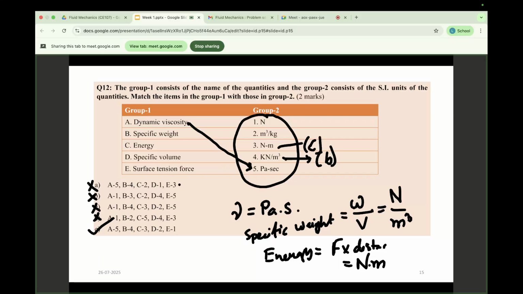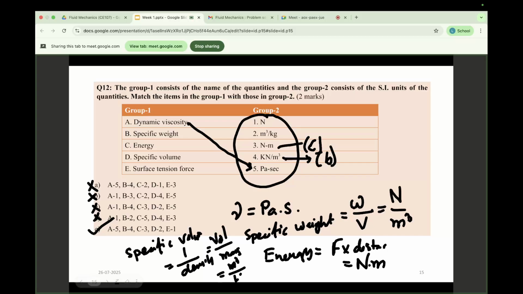Still, we will go for specific volume. Specific volume is 1 by density, or I can say specific volume means volume by mass. So volume is meter cube by kg, so that is equivalent to option 2. And the rest is surface tension, which is a force, so it should be in Newton. So option A is the correct option.